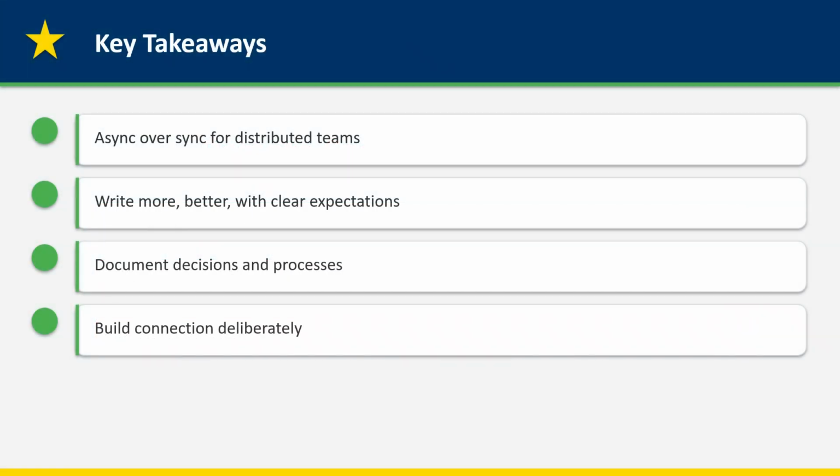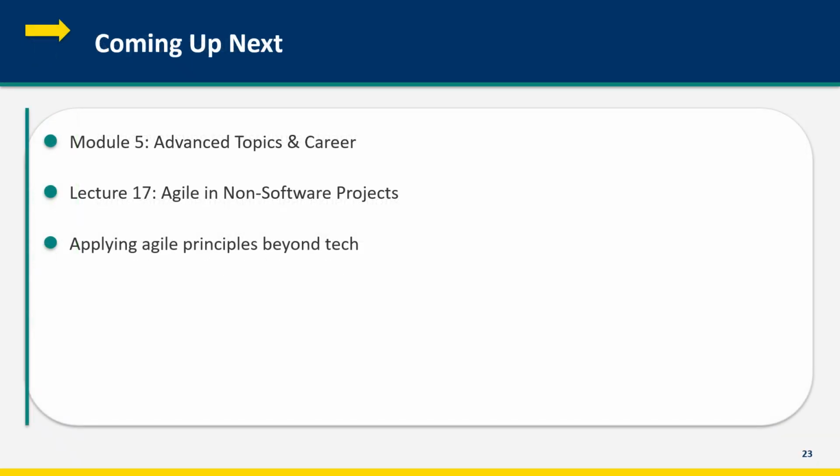Let's summarize Module 4's final lecture. Favor async communication over sync for distributed teams. Every meeting costs more across time zones. Invest in writing well with clear response expectations. Document decisions, processes, and status so information flows without requiring presence, and build personal connection deliberately through virtual social time and occasional in-person gatherings. We've completed Module 4, the human side of PM.